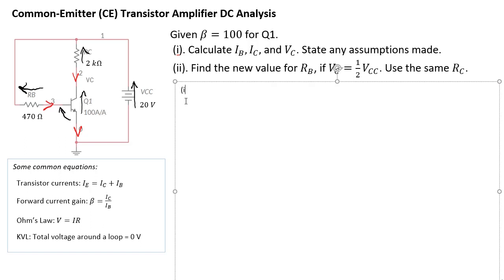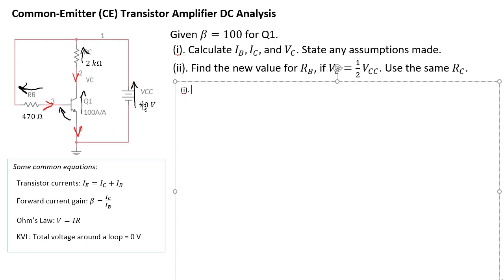Okay, so we're going to do the first part. We're going to start off just like we did in the previous example. We're going to work out the loop equation on the left. That's the left loop, and this is the right loop. Because we need to work out what IB is and what IC is, we're going to start off with that side. If you notice here, this 20 volts VCC is this entire node up there. The entire node is 20 volts.